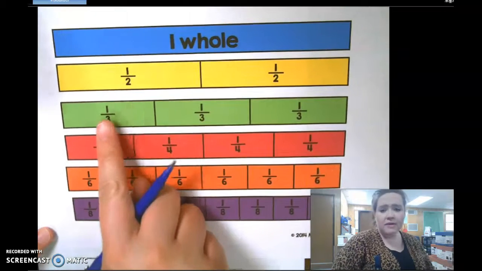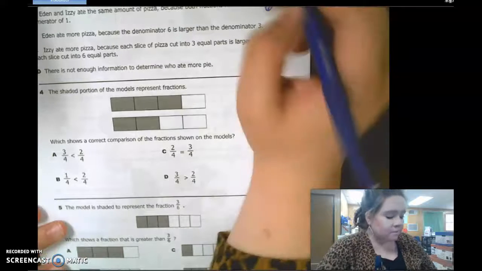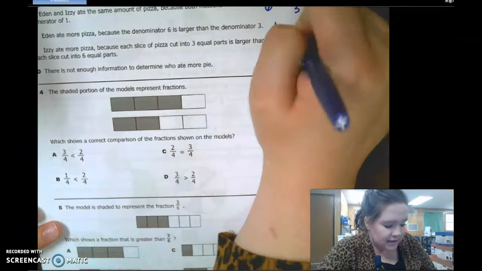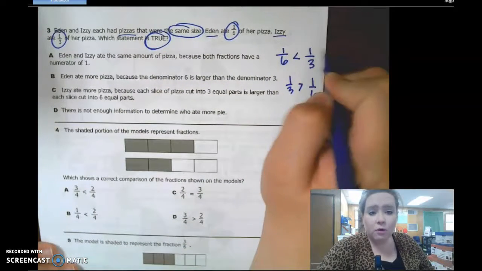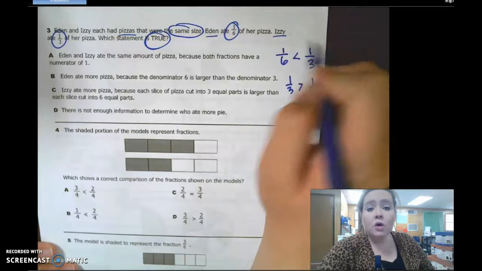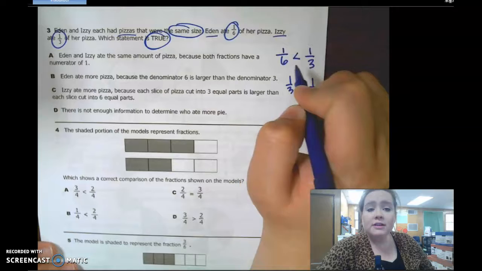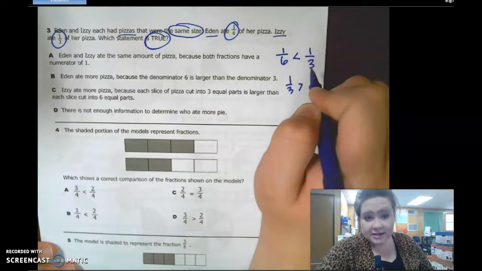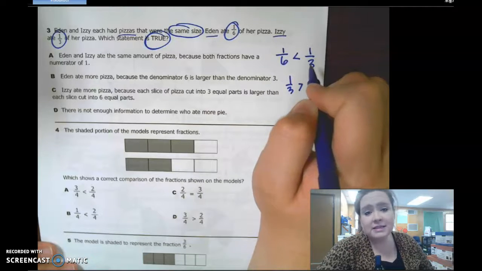1/3 is larger. You have a smaller number of pieces to create from your whole than you do in 1/6. So 1/3 is larger. Good. So 1/6 is less than 1/3, or 1/3 is greater than 1/6. And you know that when you have the same numerator, your denominator is what you're going to use to compare your fractions. The smaller denominator is going to be your larger fraction because you have a smaller number of pieces, so your pieces get to be bigger.